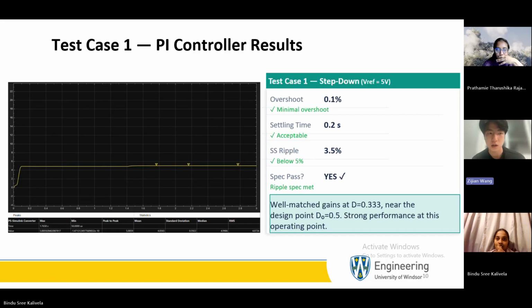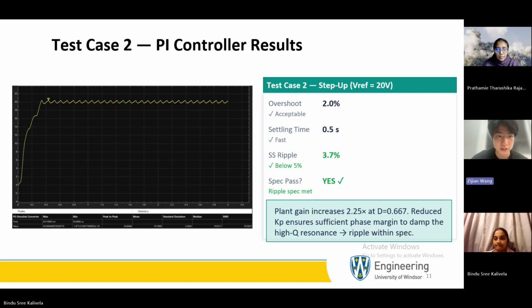Now you can see the results. First is a step-down case where Vref equals 5 volts. The performance is very strong here. Overshoot is just 0.1%. Settling time is 0.2 seconds. And steady state ripple is 3.5%, well within the 5% requirement. The operating point passed the specification. Next.